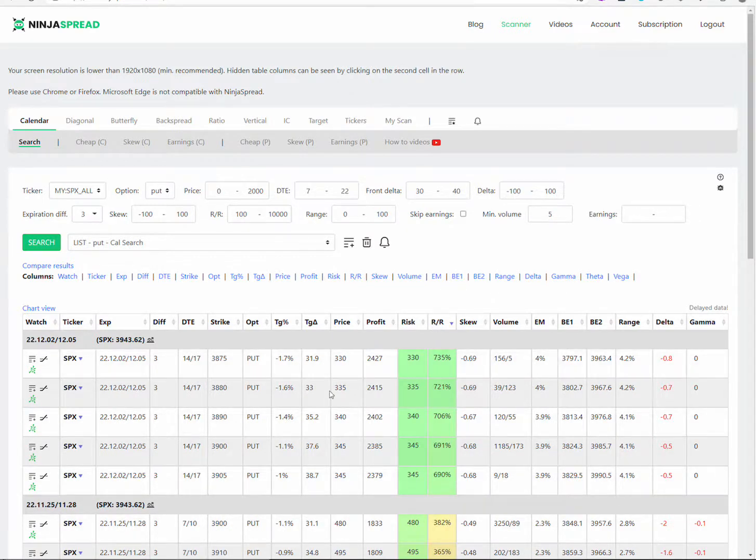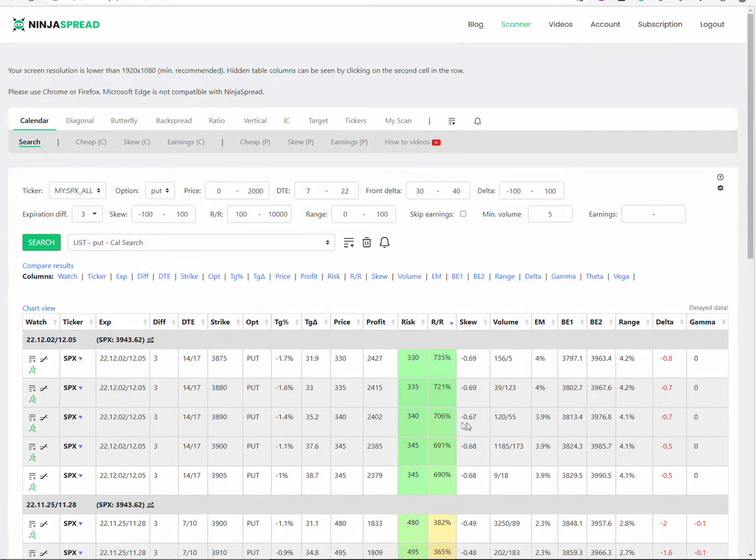330, that's about 1.7% from our current market. That's not bad. This one's not bad, based on the sorts of criteria that I tend to look at. I want to make sure they're in backwardation or have some skew to them, which these do. That's a good thing for calendars.